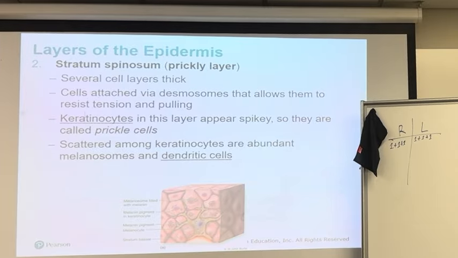Then you have the stratum spinosum. So what is happening in the stratum spinosum? After the division in the stratum basale, the stem cell that goes to the stratum spinosum forms several cell layers thick, attached via desmosomes that allow them to resist tension and pulling. So keratinocytes in this layer appear spiky, so they are called prickle cells. That is why they are also called spinosum. Spinosum means what? Spine, right? So scattered among the keratinocytes are abundant melanosomes and dendritic cells.